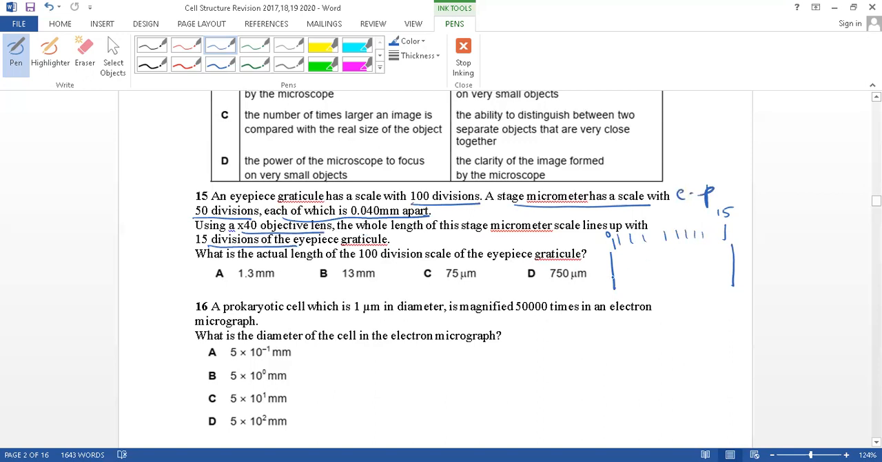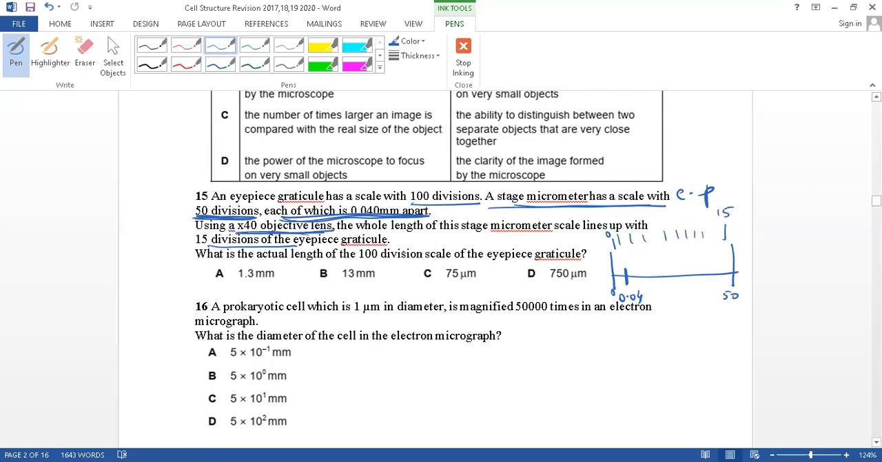Eyepiece is 15, stage scale whole length, and it means the stage scale has 50 divisions. See, it is saying that a stage micrometer has a scale with 50 divisions, each of which is 0.04 millimeter apart. So 50 of stage are equal to 15 of eyepiece at 40 times magnification, and in those 50, each is equal to 0.04, written over here.